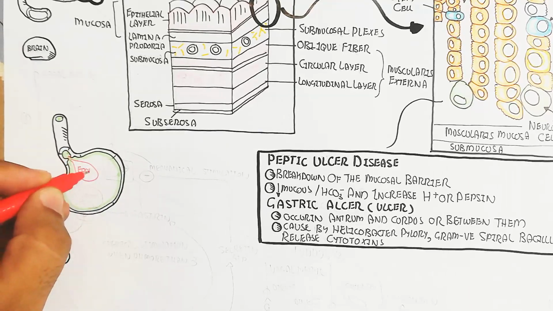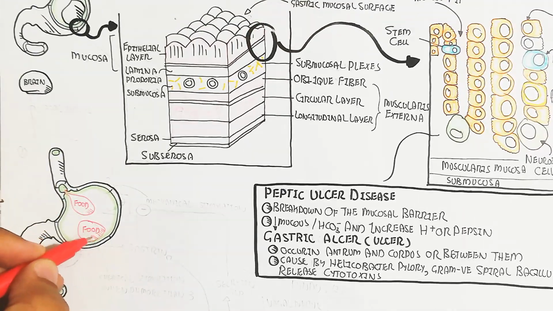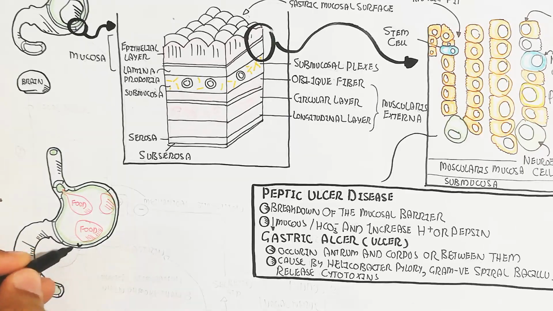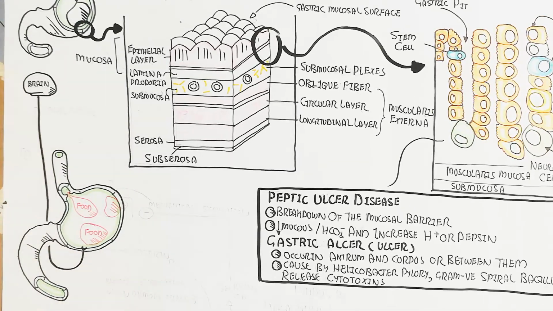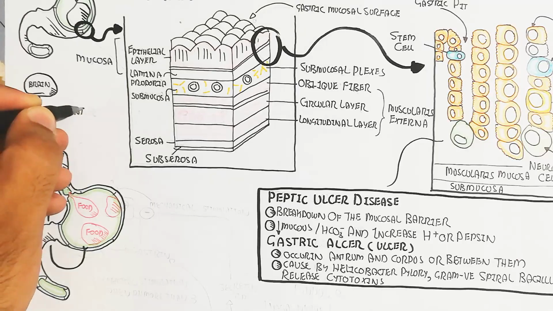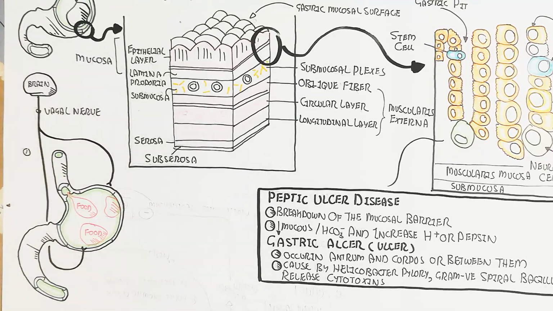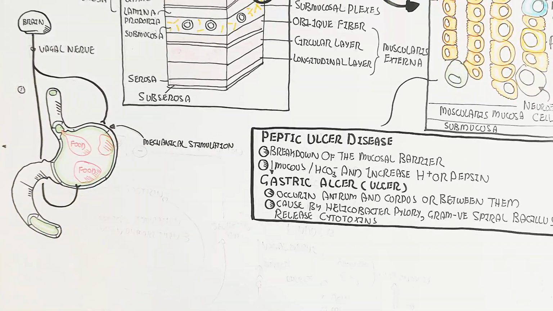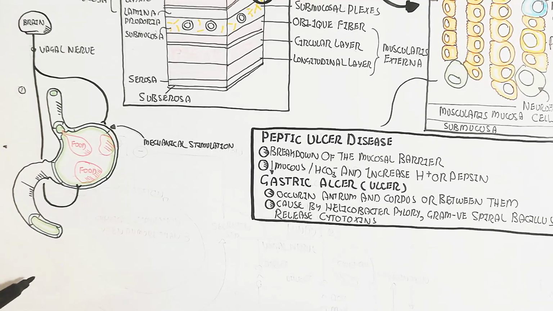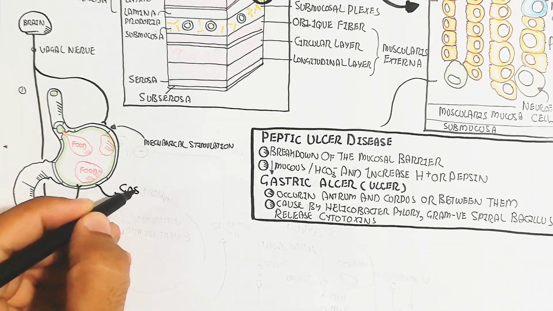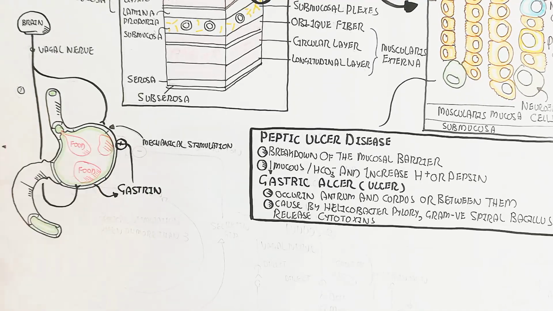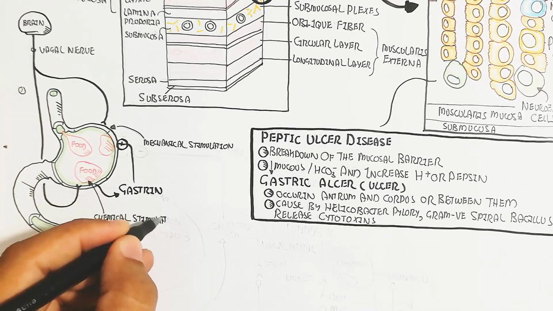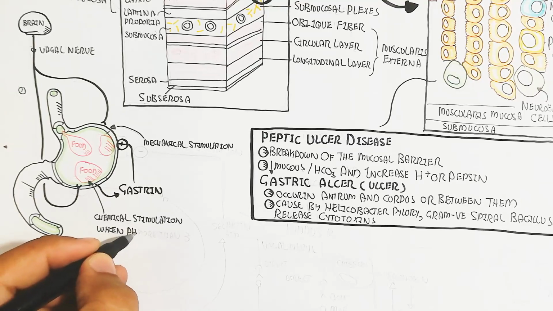This is the stomach, and whenever food enters the stomach, it comes into contact with chemical stimulation, which gives a signal through the vagal nerve to the brain and also produces gastrin. This gastrin is very important; it triggers more digestion. The gastrin enters the blood circulatory system, and it also triggers hydrochloric acid production.